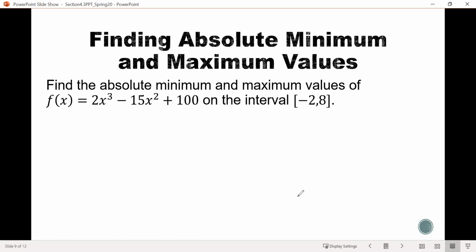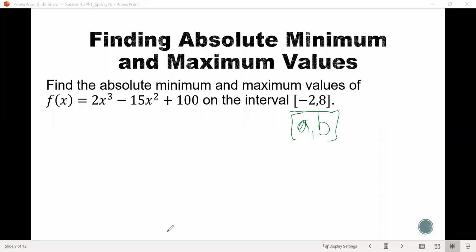Okay, so here we have to find the absolute minimum and maximum values of the function f of x equals 2x cubed minus 15x squared plus 100. And the interval we're given is -2 to 8, which means that this is our a comma b. Okay, so we're going to follow that process that was just outlined on the previous slide. So first step is we evaluate the function at those two endpoints. So we'll do f of -2 and f of 8.